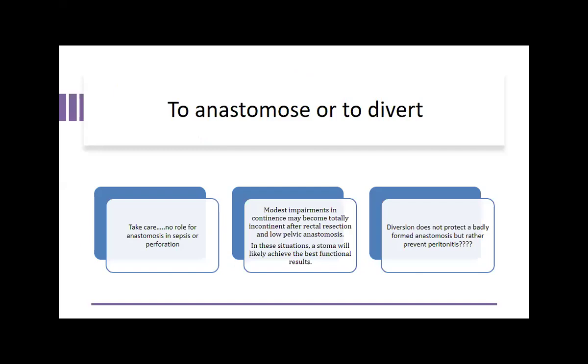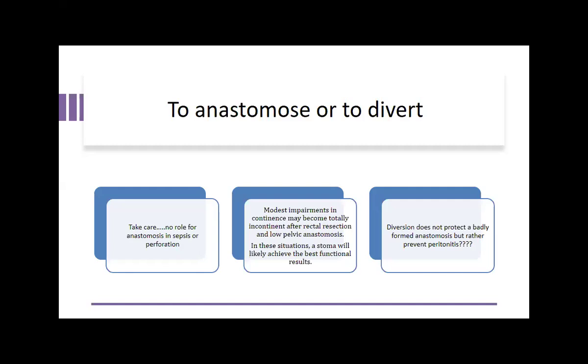So, to anastomose or to divert. As a general rule, you cannot do an anastomosis in case of sepsis or perforation. So if you don't have a cervical cancer and there is a perforation in the colon or whatever, you cannot do primary anastomosis in the sepsis or in the perforation. And diversion will not solve this problem. So you have to do Hartmann's procedure.